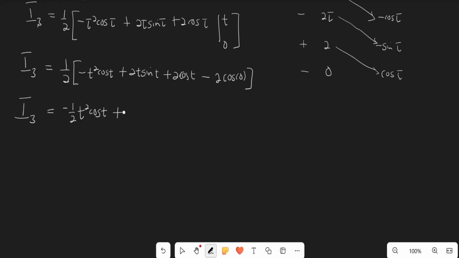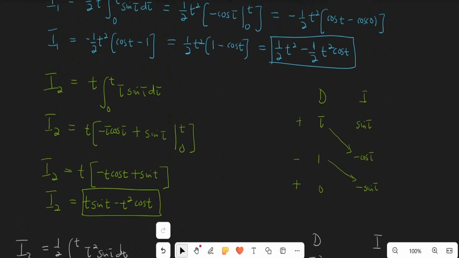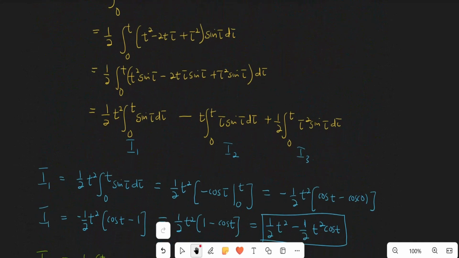Half and 2, that's going to be plus t times the sine of t. And then this one is going to be plus cosine of t. The half and the 2 will cancel, and then minus 1, because cosine of 0 is 1, so 2 times 1 is 2, and then 2 times 1/2 is 1. So this is the value of the integral I3. Now we just have to go back and put everything together.